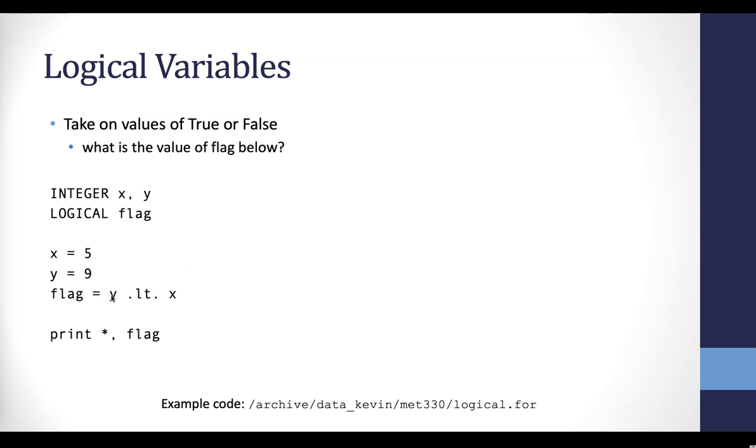And so we need to plug in for our variables here. We're saying, is 9 less than 5? Is that a true statement or a false statement? 9 is less than 5. That's false. And so our variable flag would be assigned the value false. And when we print it out to the screen, to standard output, we would print false to the screen.